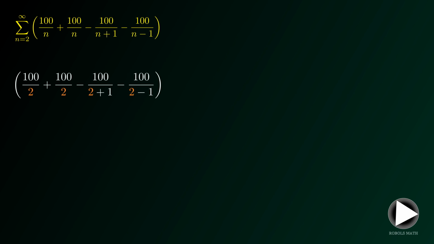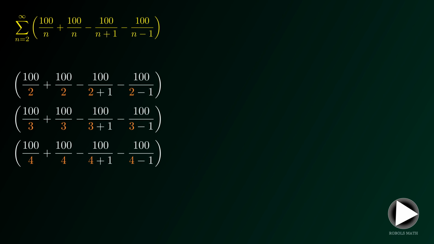Let's try to write the first few terms of the series. At n equals 2, we have this. We do the same for n equals 3 and n equals 4. Each term of the series takes this form, and let's suppose we write the first few terms up to n equals k.